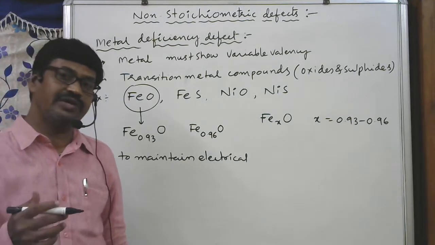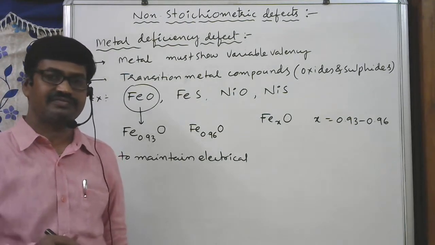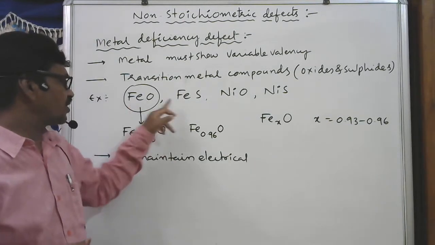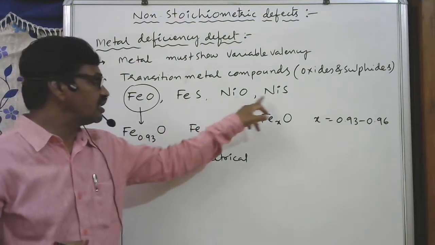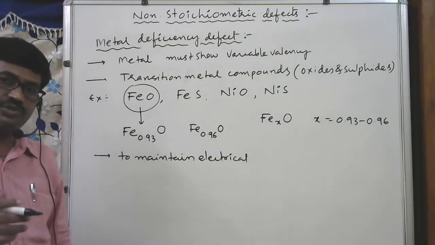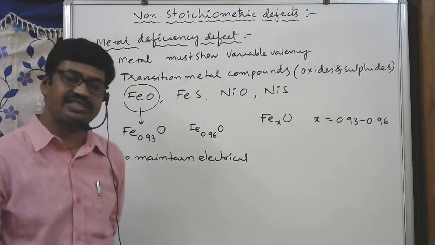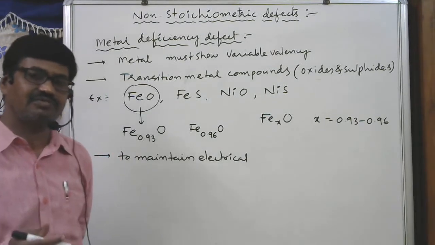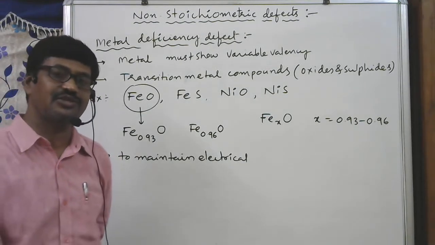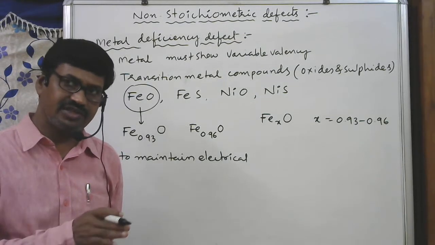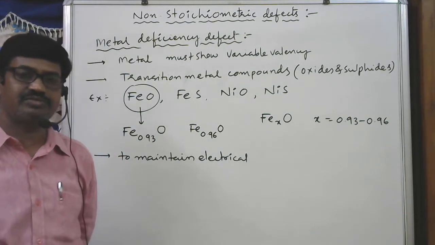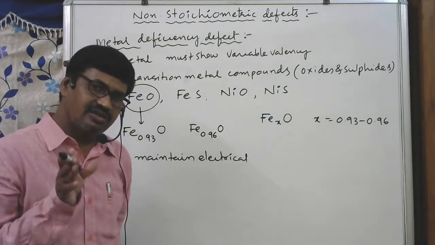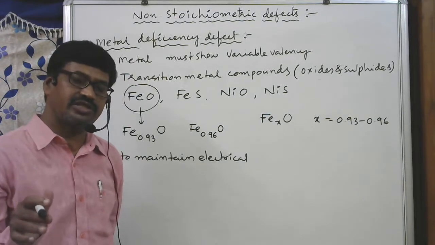Here, directly only metals are missing from the original sites. The metals are plus 2. In all these, Fe plus 2, nickel plus 2 state is present, so plus 2 ions are missing from their original sites. Whenever metal ions are missing from the original site, how can they maintain electrical neutrality? If they do not maintain electrical neutrality, then that substance becomes unstable. Always neutral substances are stable, and any charged species are unstable.